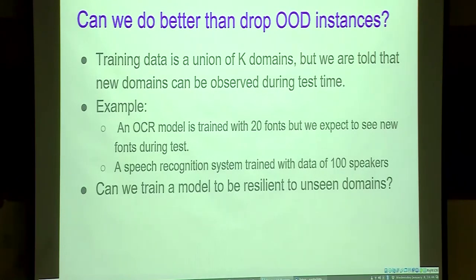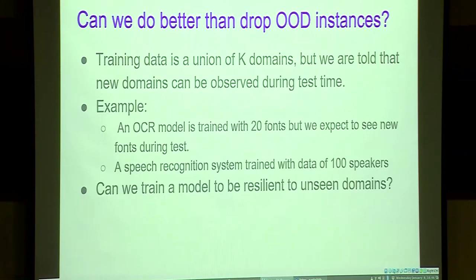Here our assumption is that the training data is a union of k domains, but we are told that during deployment, during serving, we might encounter new domains. As an example, suppose I am training an OCR model, and in my training data I see documents which span 20 fonts. I know that new fonts, new variants might be present which I have not seen in the training data. So I would like to use the knowledge that font is a domain to plan to handle new domains better.